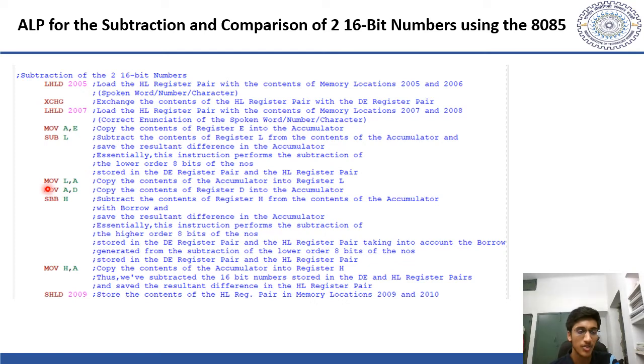Similarly, we move on to perform the subtraction of the higher order 8 bits. The only difference in this case is that instead of the SUB instruction, we use the SBB instruction, wherein we are also required to take into account any given borrow that has been generated from the subtraction of the lower order 8-bit numbers.